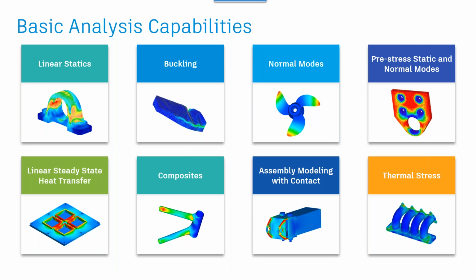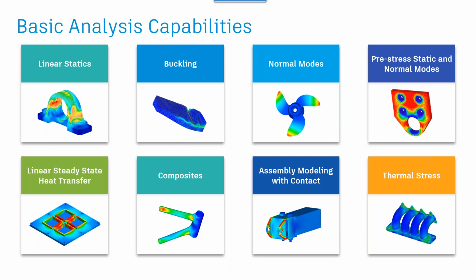So really getting a quick, easy feedback on how my part is going to behave in certain loading conditions. Or it could be a structural load, it could be a thermal load with linear steady state heat transfer. You can also do composites analysis as well as thermal stress analysis. So different types of basic analysis, which mechanical engineers typically do a quick simulation right after they have designed a part to understand some of the basic behavior of the part.